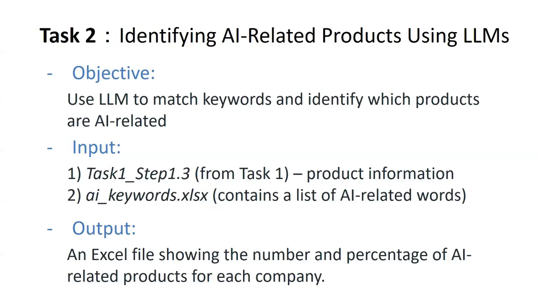Some of you asked questions: can GPT do more qualitative stuff? But you've got to break down the task step by step. You don't want GPT to just give you the AI products right away. You want to break it down. First you ask GPT to get the products, and then you get the AI products.